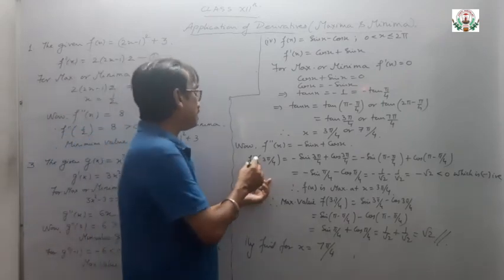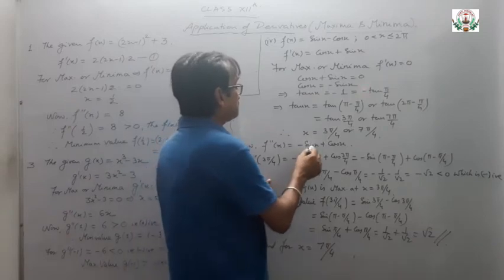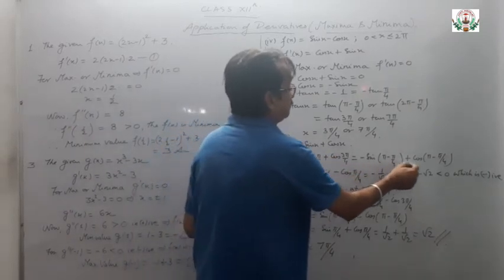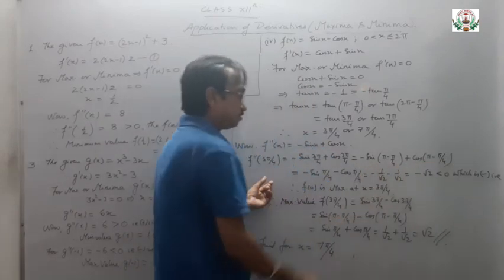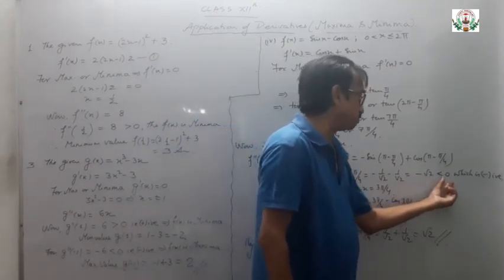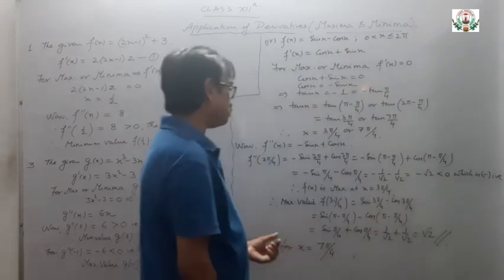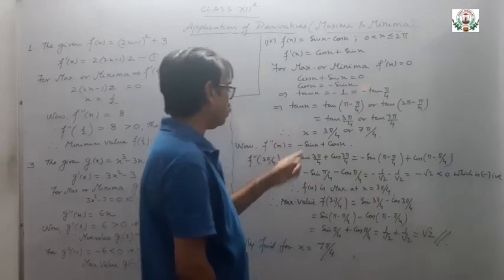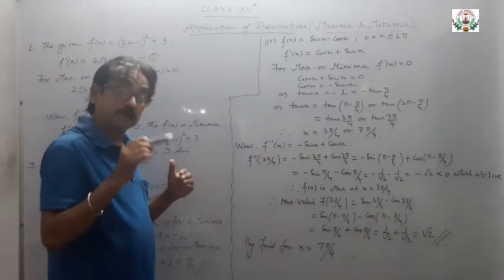Let us check. F double dash at 3 pi by 4 is minus sin 3 pi by 4 plus cos 3 pi by 4. This is a simple last year simplification, and we get the value as negative. So it is less than 0, which is negative. So the function is maxima at 3 pi by 4. What will be now its maximum value?